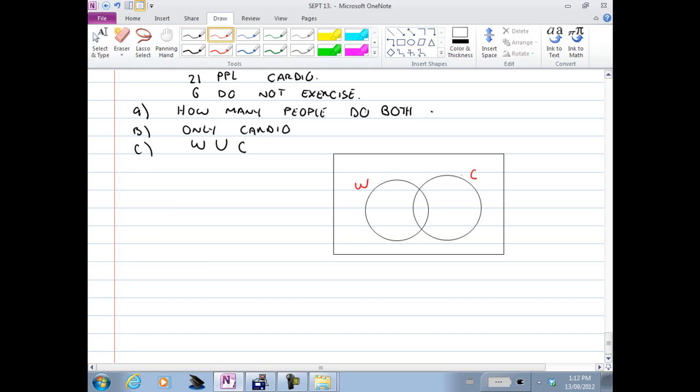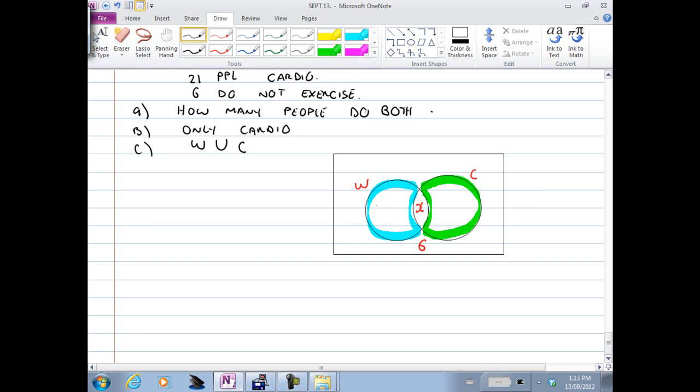Now, Nadeep, do you know what they have in common? Did I give you any information on it? No. So I would just put in an X. That's the only thing I know. But 6 do not exercise, so I know there's a 6 out here. The only things I'm missing are the blue part and the green part. Let's fill those in right now.